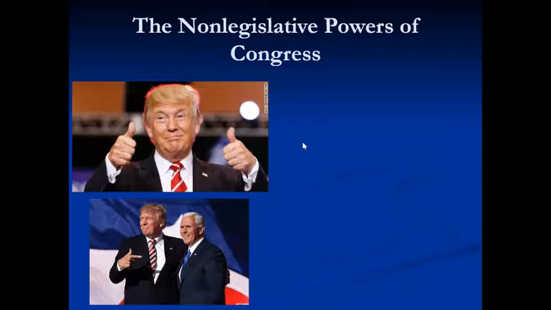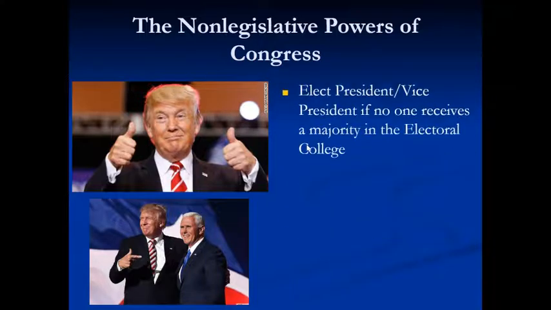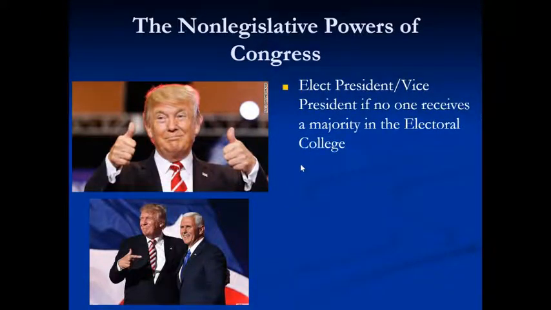Let's talk about the non-legislative powers of Congress. For the president and vice president, if there is no majority in the electoral college, remember that the magic number for the president to get elected is 270. If the electoral college cannot give him 270 votes, then it goes to Congress to vote, and they will choose who will become the new president of the United States.